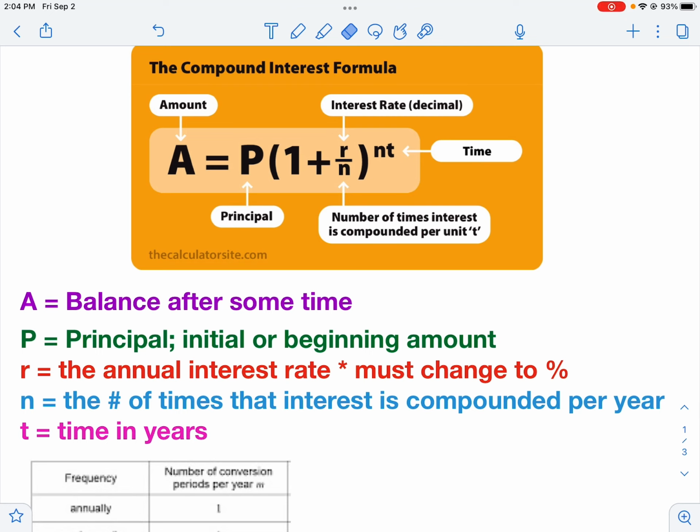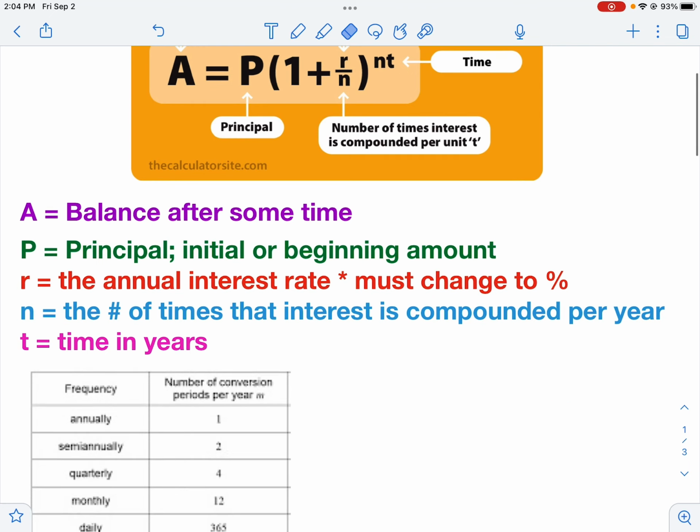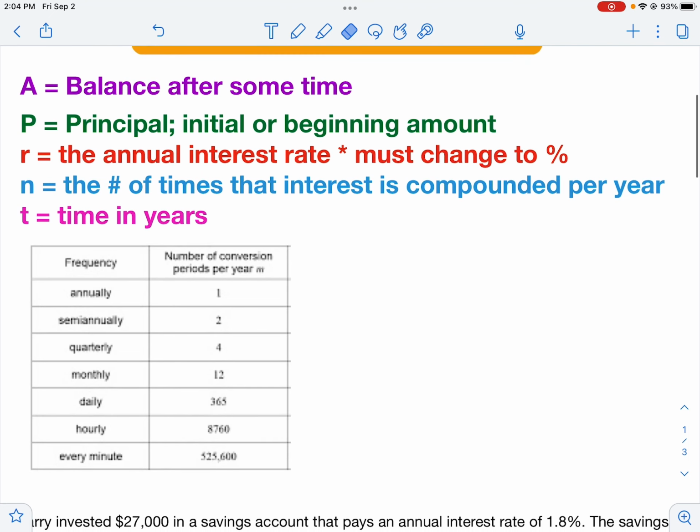N is the number of times interest is compounded per year. So if we're talking about annually, that's only once. If we're talking about monthly, that would be 12. And then T stands for time in years. There is a little frequency table here to give you a breakdown of what N would be if we were talking about quarterly or monthly or daily, hourly, or even every minute.